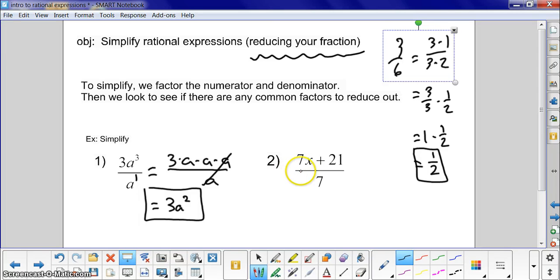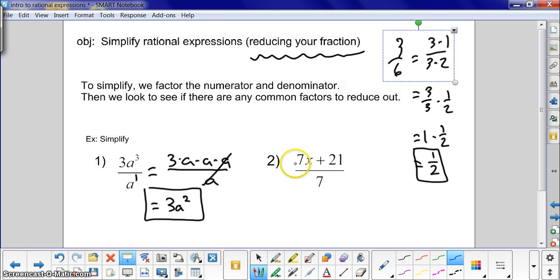Now notice here that 7x plus 21 over 7, some people might be tempted to reduce the 7 and the 7. But that's not allowed, because this 7 isn't a polynomial all by itself. It's part of a term, 7x, which is part of a bigger binomial. So I can't reduce the 7 with the 7 or the 21 with the 7.